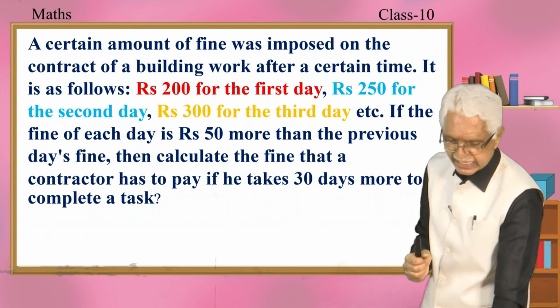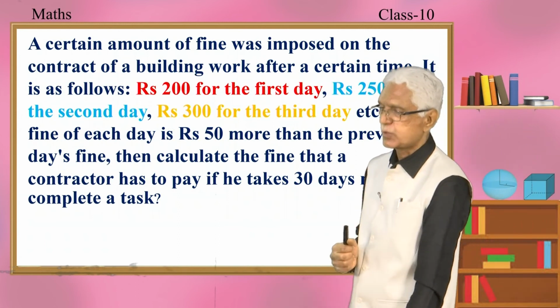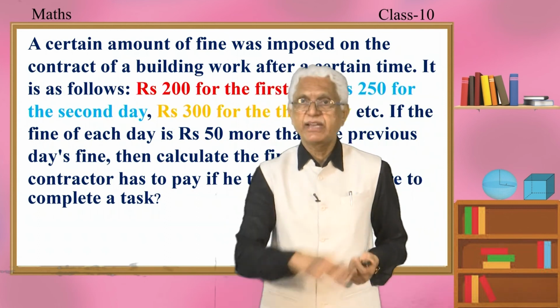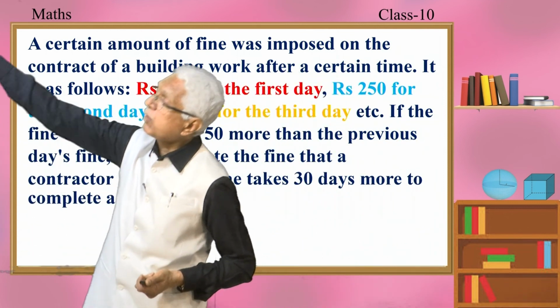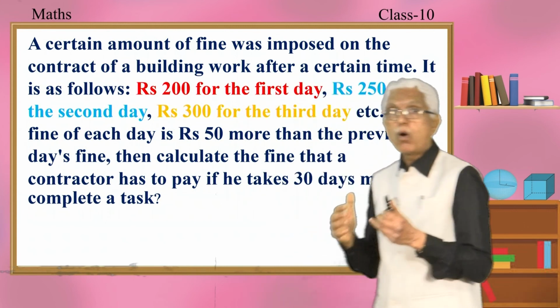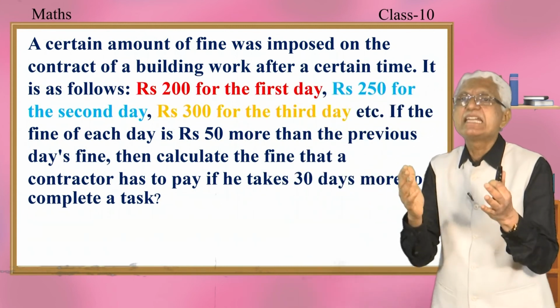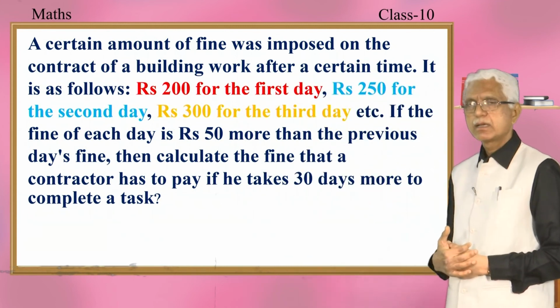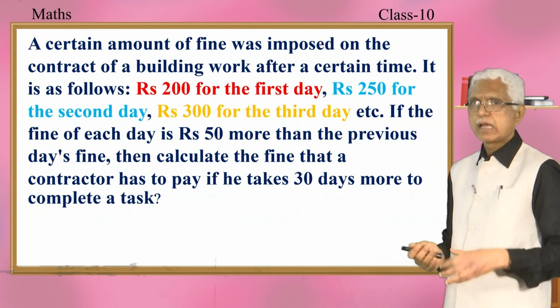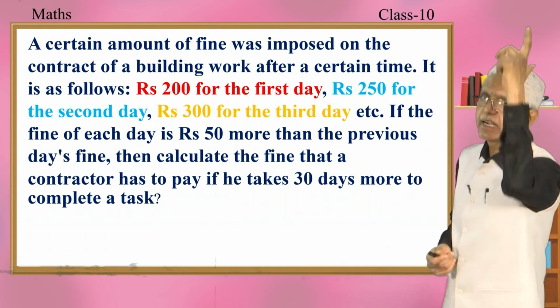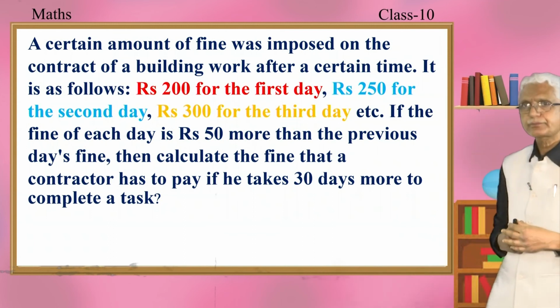So, for the first day he has to pay the fine, second day, third day, he has to pay the fine for all the 30 days. What is the total fine he has to pay? Can someone suggest how this application problem is converted into an equation? Shall we see?